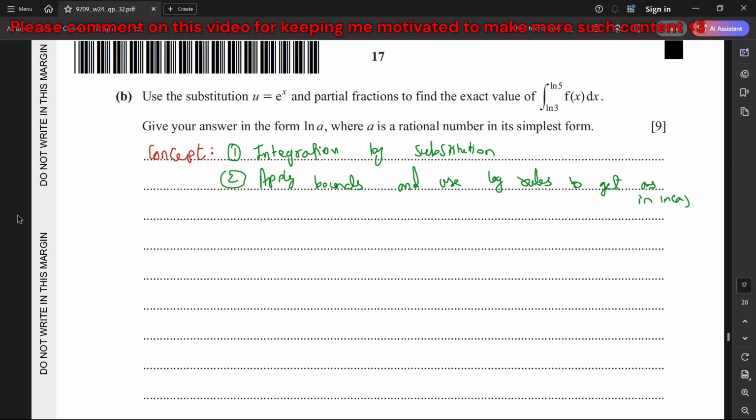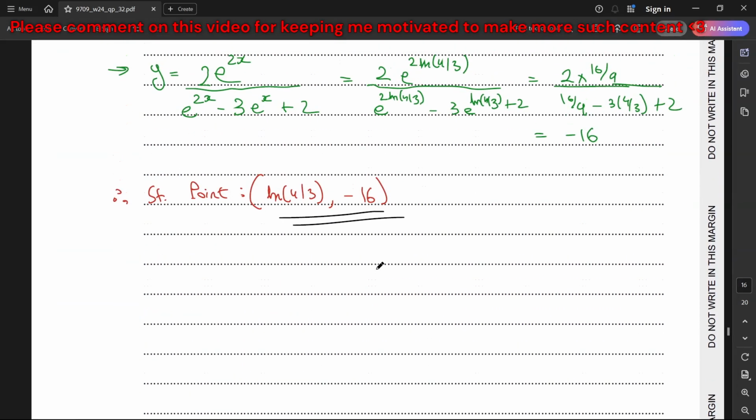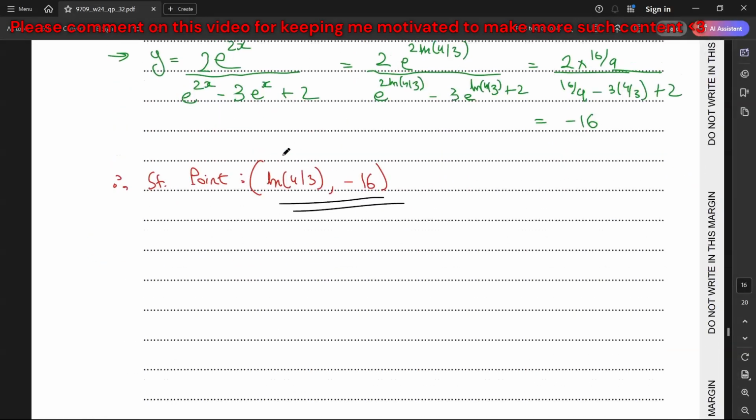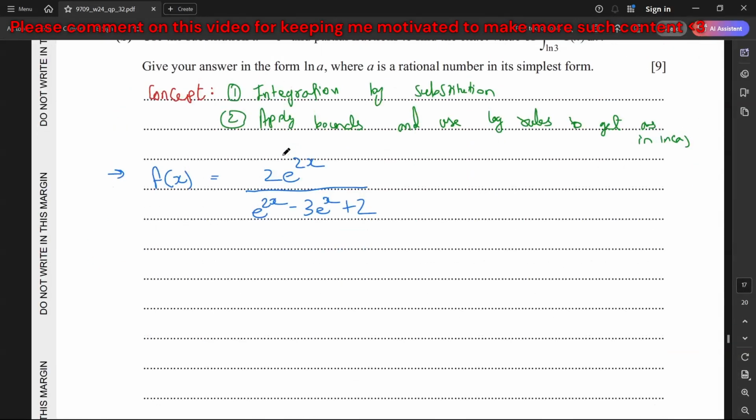So let me have my f of x written over here first of all, that is 2e^(2x) divided by e^(2x) minus 3e^x plus 2. Let me check if it's correct. I am just writing it based on my memory. So 2e^(2x), and e^(2x) minus 3e^x. Yeah, it's correct, guys.